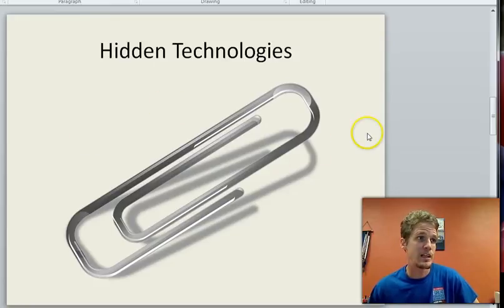The image I put here is a paper clip. It's important, obviously, to uniting a couple of pieces of paper together, but past that, it's mundane, it's hidden. Donald Norman calls it the design of everyday things. That's what this is. It's an everyday thing. It's hidden. We don't think about it in terms of technology. It just is.